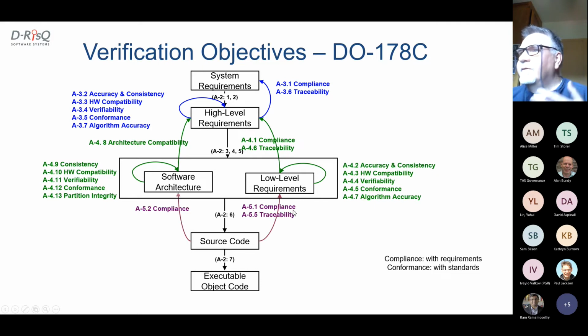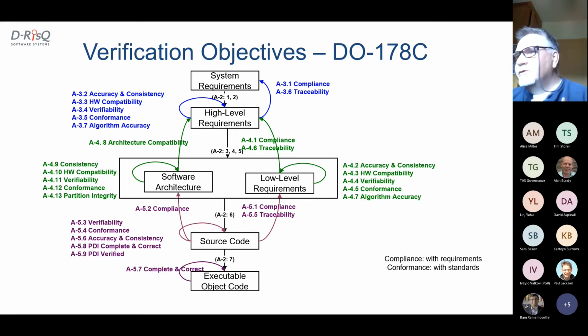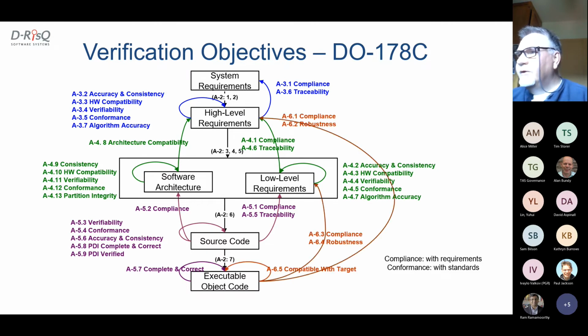And then as you go down, the same sort of thing takes place in source code against the architecture and low-level requirements, and the executable object code. But here's the thing: as well as compatibility to target, you still need to show that you can verify the executable object code against your low-level requirements and your high-level software requirements. So ultimately, you always have to go back to the high-level software requirements. If you're doing testing, you're testing against high-level software requirements.